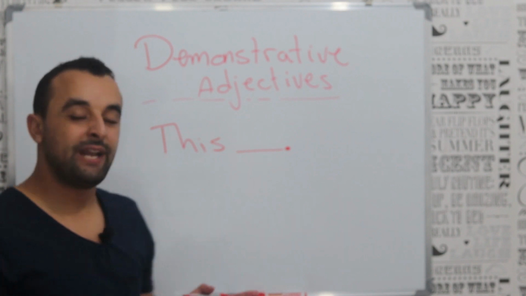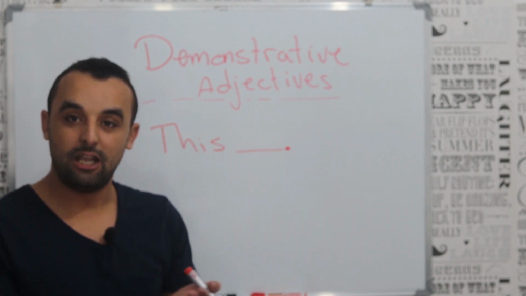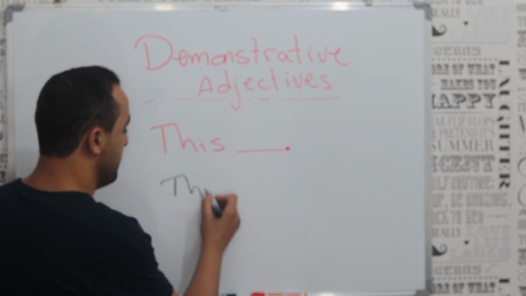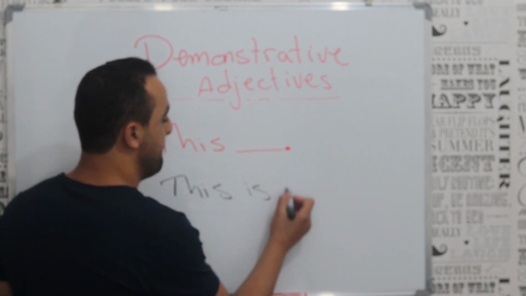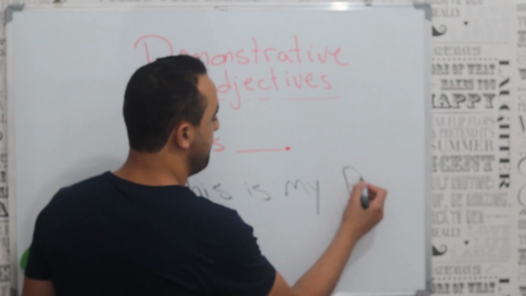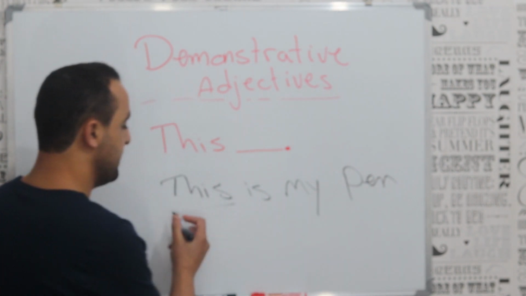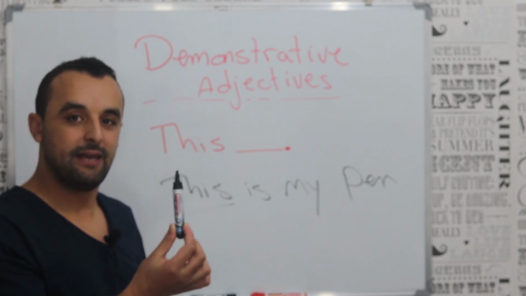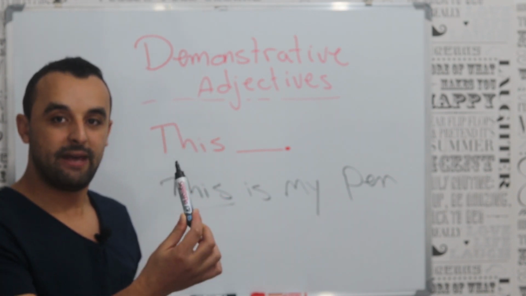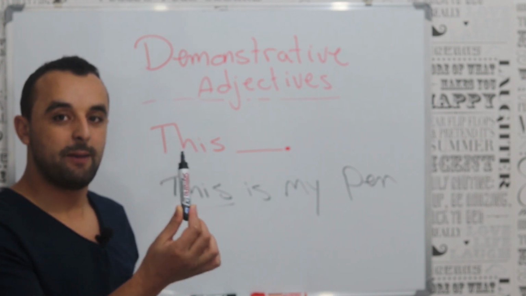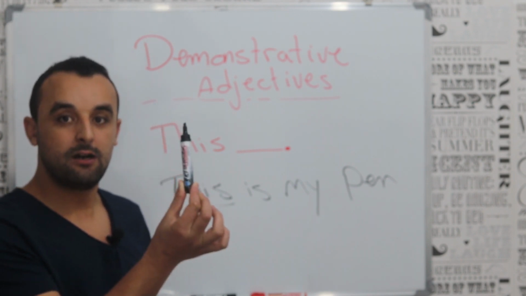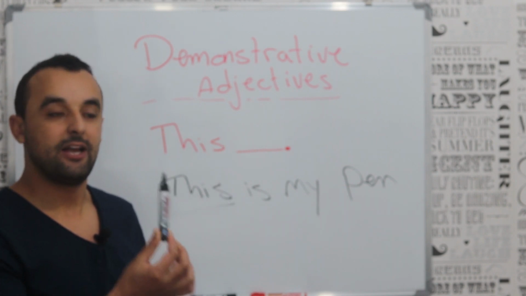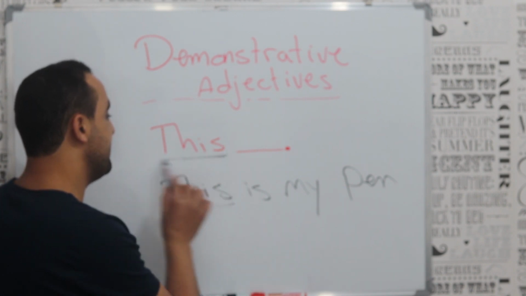I use this when I point out something that is near to me. For example, this is my pen. Okay, so it's very close to me. This pen is singular and at the same time it is very close to me, so I use this.